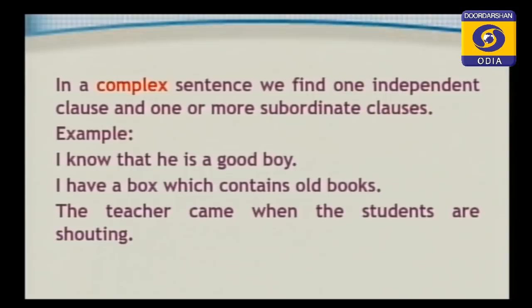On the other hand, in a complex sentence, we find one independent clause and one or more subordinate clauses. They are joined together by subordinators. Take for example, I know that he is a good boy. I know is the main clause, the independent clause. That he is a good boy, this is the subordinate clause.